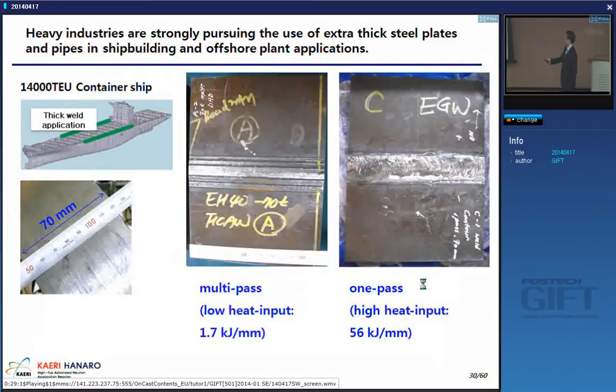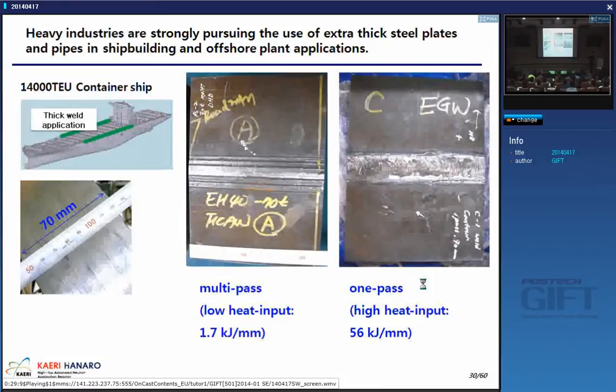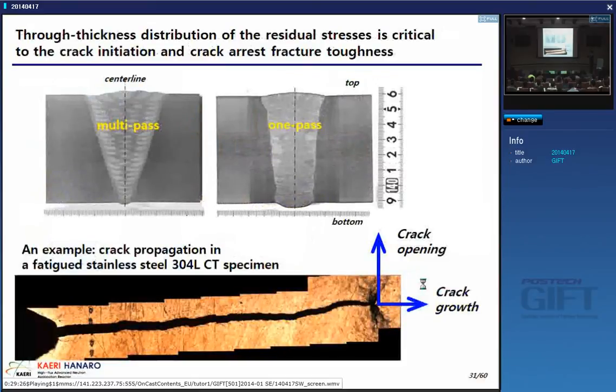But they searched for the reason. Conventionally, they weld using a lot of multipass welding and make a shape. But to enhance efficiency, nowadays they use one-pass welding. You can see here, a lot of multipass takes about a week. These days, just one pass, like pouring the molten metal inside, between the materials.